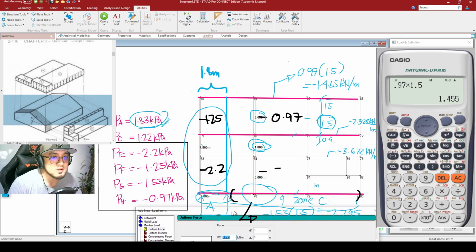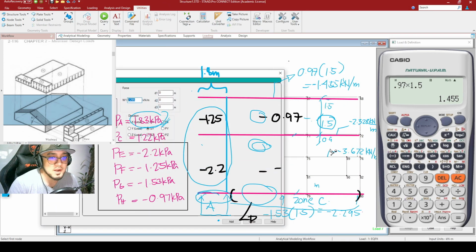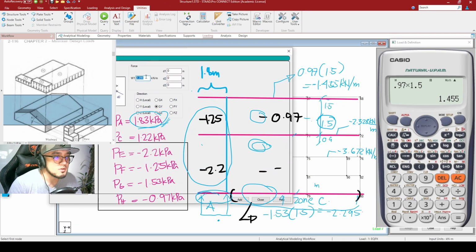So what else? We also have 3.672. We'll be clicking add. Then I also have 2.328. We'll be clicking add. And I also have negative 1.455 or 1.455. I'm sorry, I forgot to hide my calculator. So let's hide the calculator first.